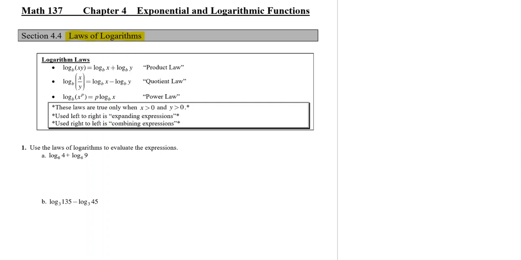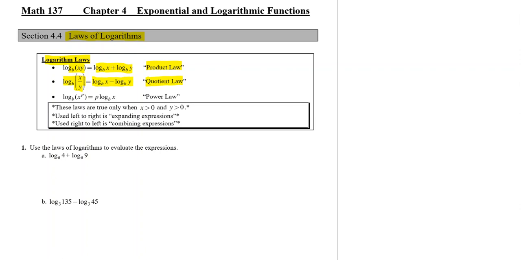Because of those properties and because of the relationship between exponential functions and logarithmic functions, we get these properties or laws for logarithms. The product law says the logarithm of a product becomes the sum of the logarithms. Log of x times y becomes log of x plus log of y. The bases all stay the same. Log base b of x over y will equal log of x minus log of y, all the same base. The names of these laws are based on the left-hand side of these identities.